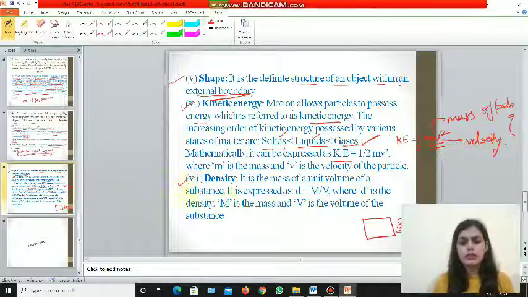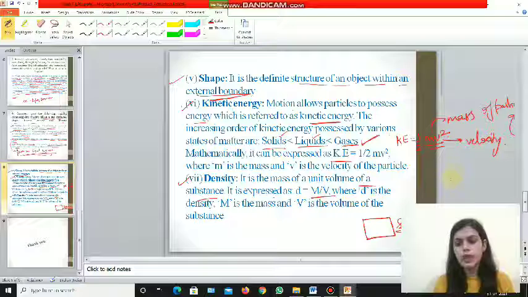Now the last is density. It is the mass per unit volume of a substance. It is expressed as d equals m by v. That means density is equal to mass upon volume.